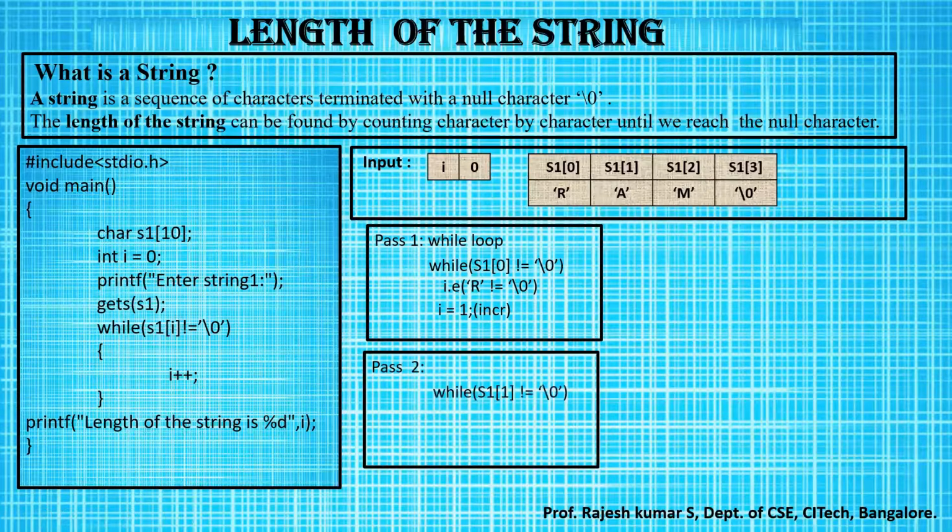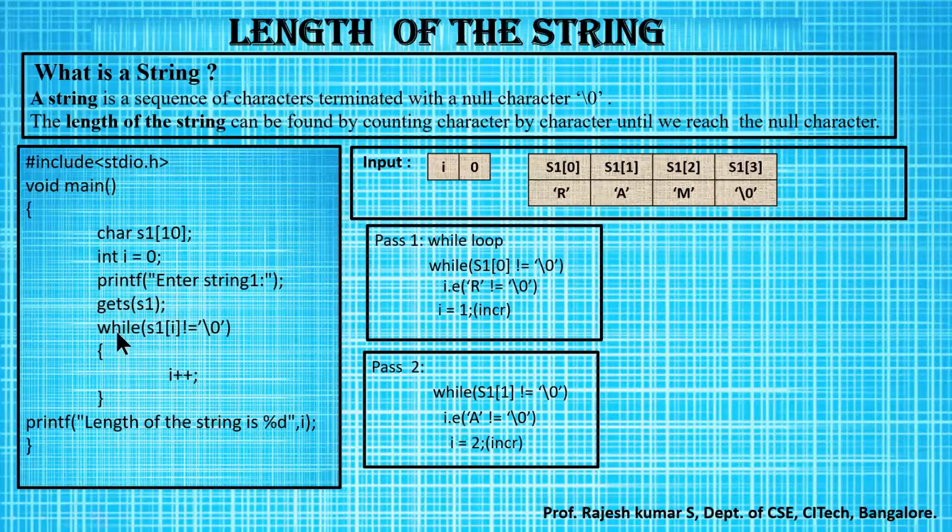So in the second pass, I will check S1 of 1 not equal to null. What is S1 of 1? At the location of S1 of 1, A is stored. Is A not equal to null? Yes, A is not equal to null. In that case, what happens? If the condition is true, I will increment the I value. Now the I value will become 2.